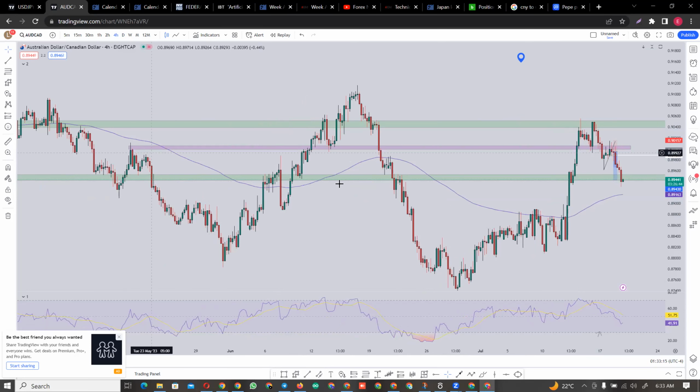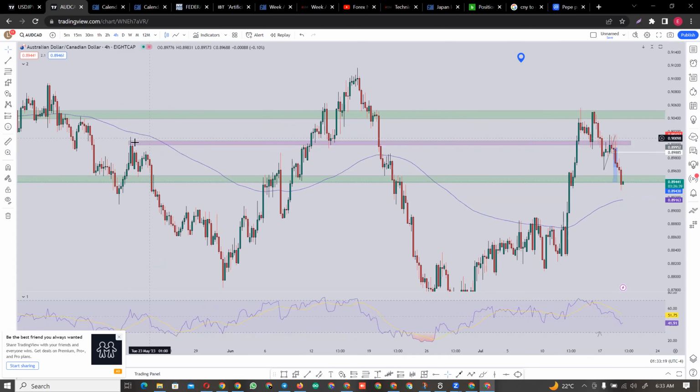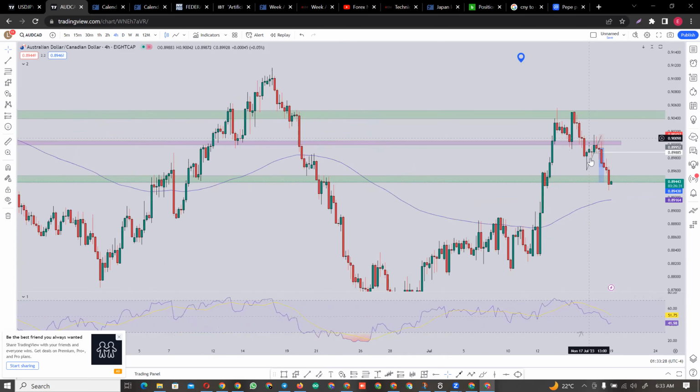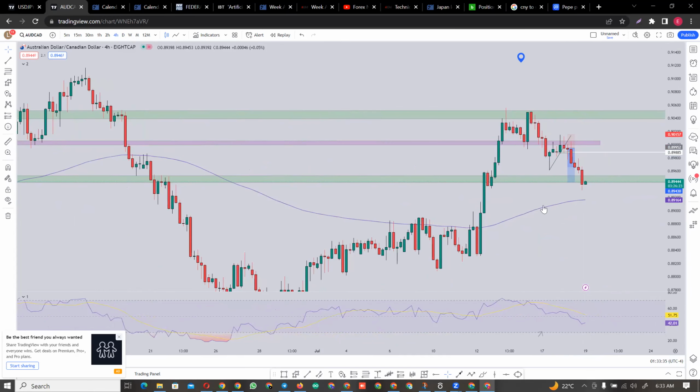Then on 4 hour, I don't normally pick 4 hour zone, but I have to pick it here because market is respecting it. This is resistance, this is support, this is support. A market broke it, and market was dancing around. I was like, okay, what's actually going on here? It's fine. This is Monday. We had this rejection. This is Tuesday. We had this rejection.